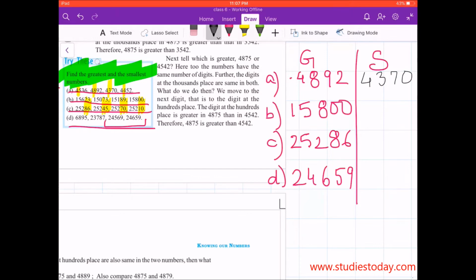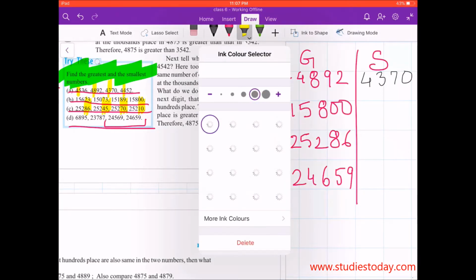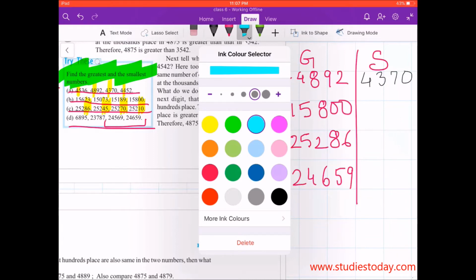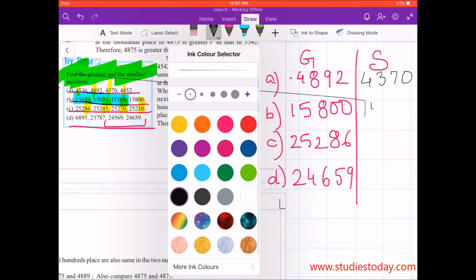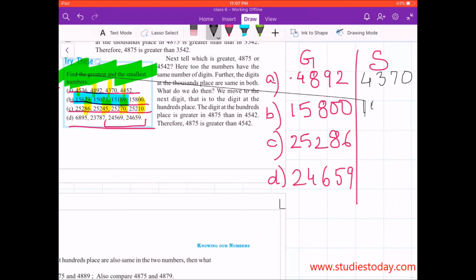the greatest number. So actually I have to compare it from the first 3 numbers only, because the last one is obviously the greatest. Now I compare their place values. In this 15,623, 15,073 and 15,189 certainly gives me 15,073. Okay, so I'll just rub this extra thing.